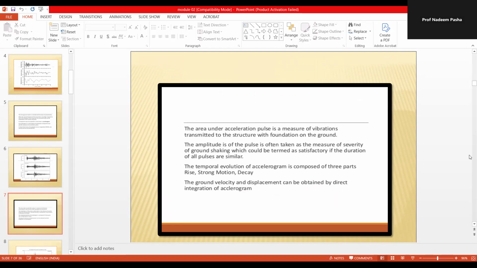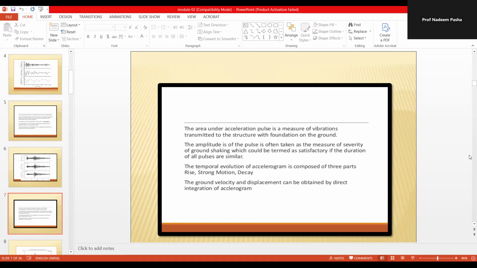So what is happening? The area under the acceleration pulse is a measure of vibrations transmitted to the structure with foundation on the ground. So what is calculated with the help of the area under the acceleration curve? The vibration transmitted to the structure with foundation on the ground.